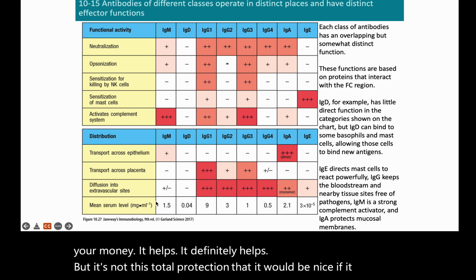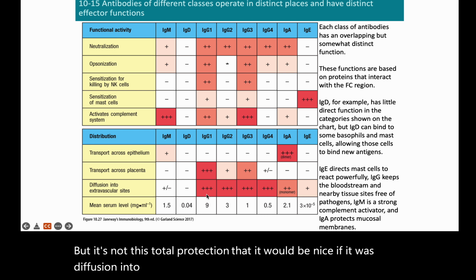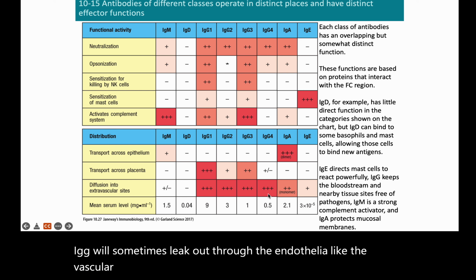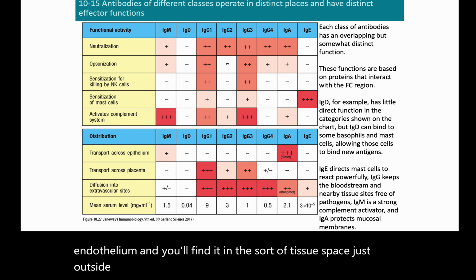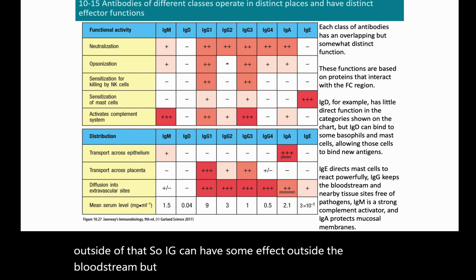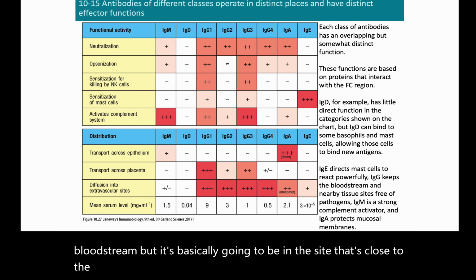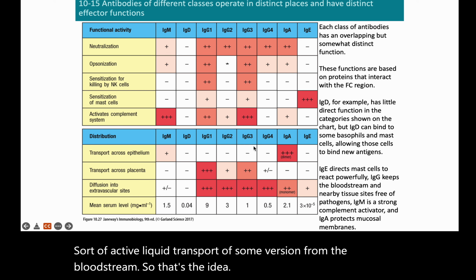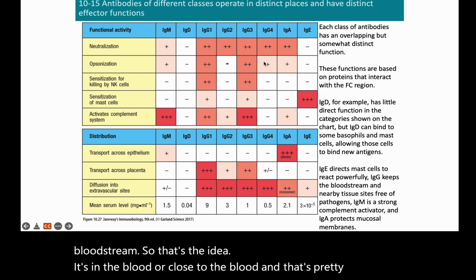Diffusion into extravascular sites. Now that's interesting. So this is IgG will sometimes leak out through the endothelia, like the vascular endothelium, and you'll find it in the sort of tissue space just outside of that. So IgG can have some effect outside the bloodstream, but it's basically going to be in the site that's close to the bloodstream with sort of active liquid transport of some version, from the bloodstream. So that's the idea. It's in the blood or close to the blood, and that's pretty much all it does.